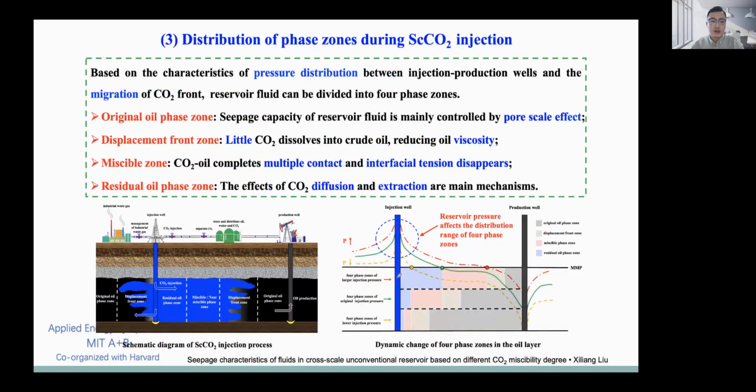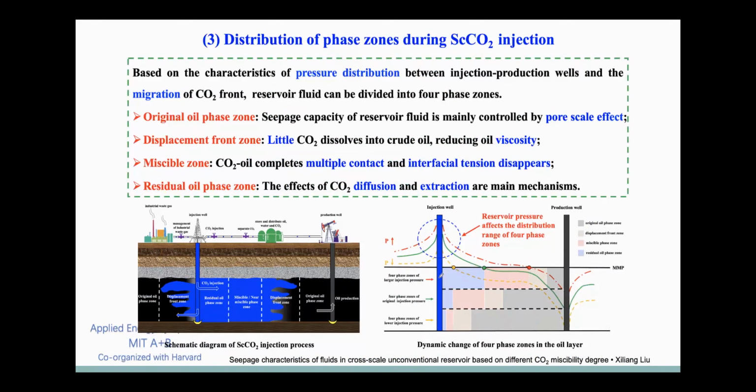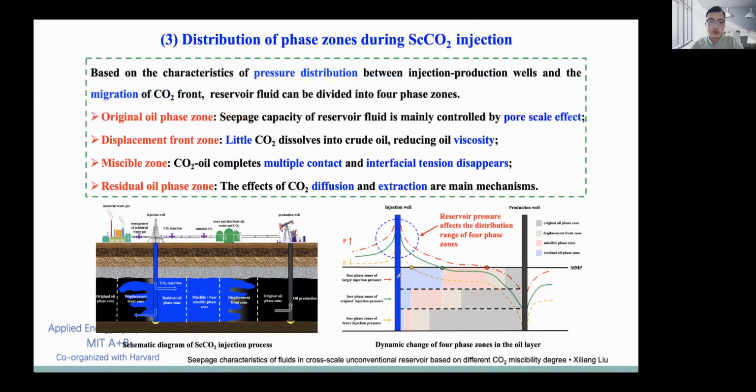Then we studied the distribution of phase zones during supercritical CO2 injection. Based on the characteristics of pressure distribution between injection well and production wells and the migration of CO2 front, reservoir fields can be divided into 4 phase zones.